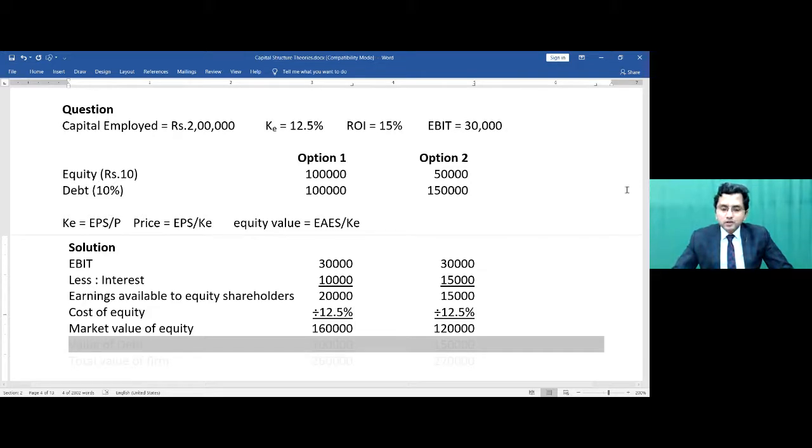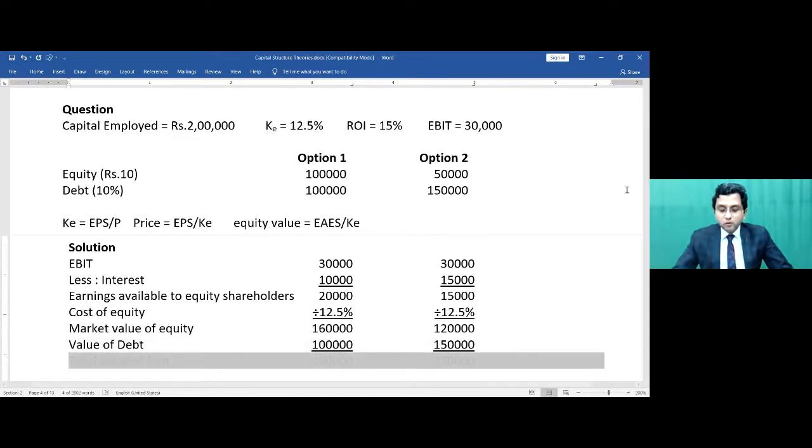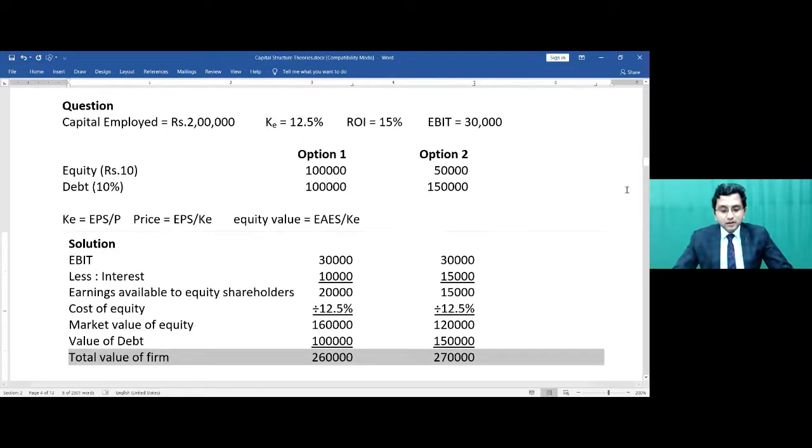If you have any doubt, just feel free to ask me. Then you should add the market value of debt. So market value of equity plus market value of debt will give you the total value of the firm, which is 2,60,000 and 2,70,000 respectively.